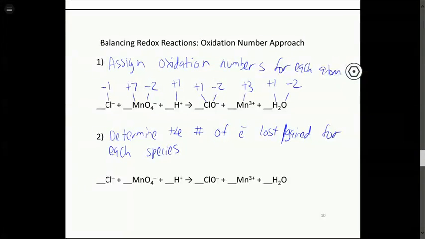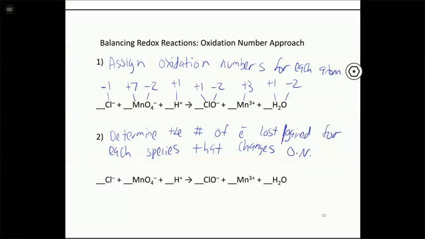And we really only care about the ones where the oxidation numbers are changing. Remember, the ones where the oxidation numbers stay the same, they're not gaining or losing electrons, but anytime the oxidation number changes between the left and the right side of the reaction, that means it's gaining or losing electrons. And we can figure out how many electrons are involved in that based on the difference in the oxidation number. So if the oxidation number changes by 2, that means it's 2 electrons. If the oxidation number changes by 3, that means there's 3 electrons, and so on.